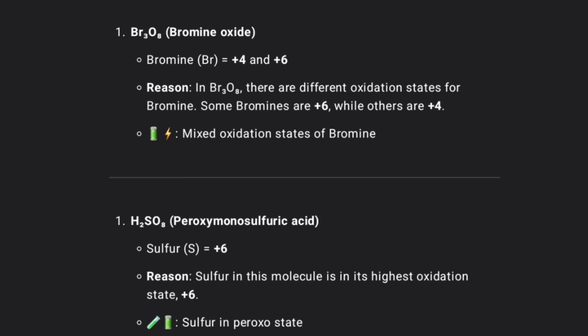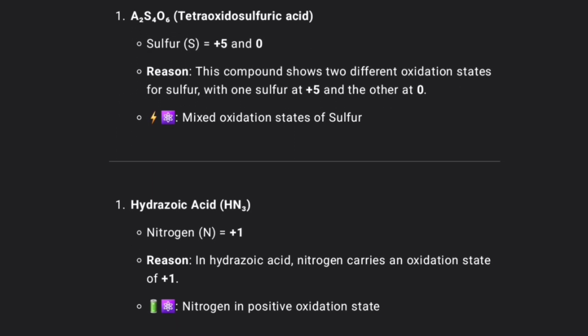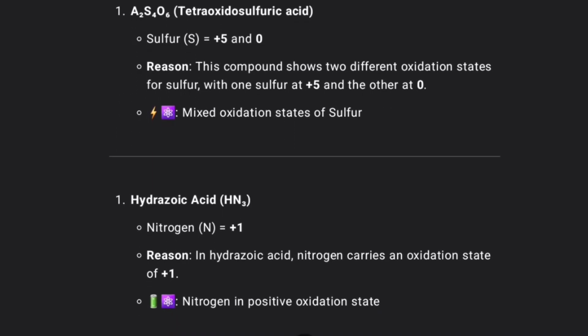6. H2SO5, peroxymonosulfuric acid, sulfur S +6. Reason: sulfur in this molecule is in its highest oxidation state, +6. Sulfur in peroxo state. 7. H2S4O6, tetrathionic acid, sulfur S +5 and 0. Reason: this compound shows two different oxidation states for sulfur, with one sulfur at +5 and the other at 0. Mixed oxidation states of sulfur. 8. Hydrazoic acid HN3, nitrogen N equals +1. Reason: in hydrazoic acid, nitrogen carries a positive oxidation state. Nitrogen in positive oxidation state.